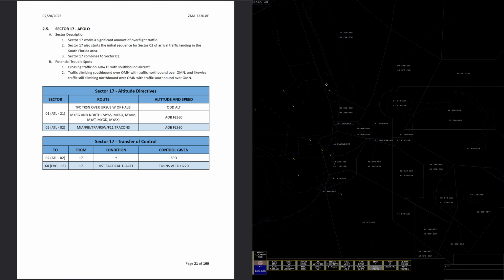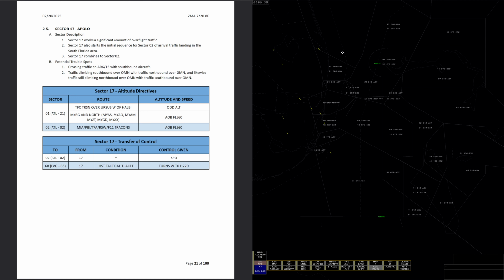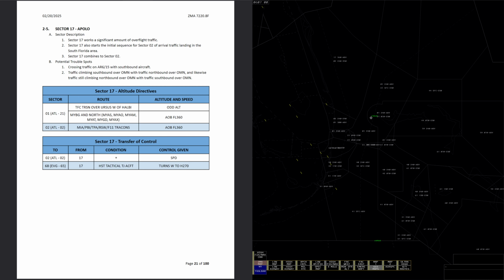An interesting rule in Sector 17 airspace is traffic routed over Ursus west of Halby. Basically, if aircraft are west of Halby and flying over Ursus, regardless of where they are in the airspace, they should be transitioned to an odd altitude.